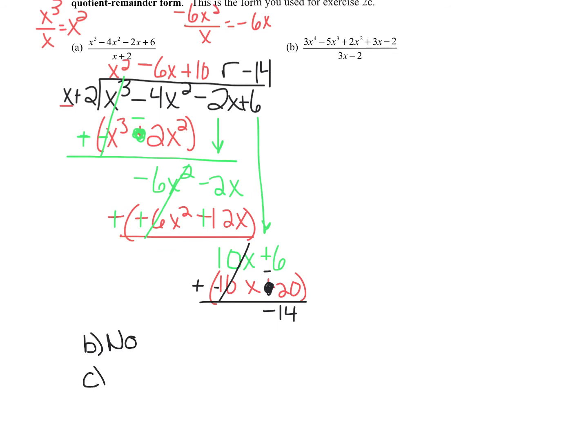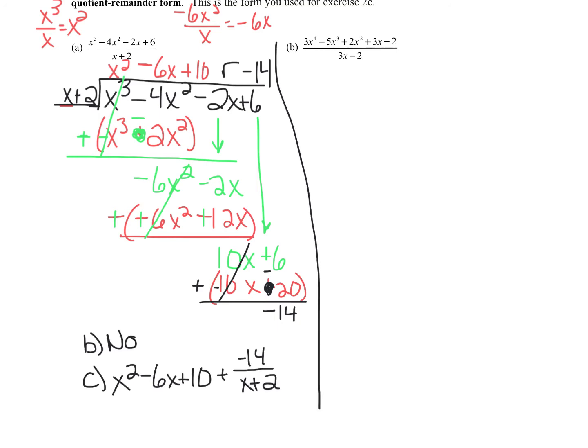And then the last part, part C up in the directions, is that we want to write it in that quotient remainder form. So my quotient is x squared minus 6x plus 10. You can write it two ways. I can write plus negative 14 over x plus 2, because negative 14 was my remainder and I put it over the number I was dividing by, right? Or I could just move that negative sign and make it minus 14 over x plus 2. Either way is fine. So let's move on to the next one.